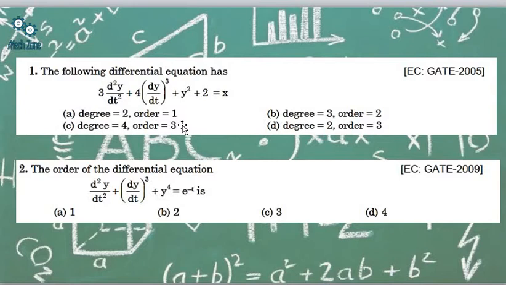So here the options are order 1, 3, 3 and 2. So only option B is correct. But if we look, the degree of this highest derivative is 1, but here it has been given 3. So this option was actually given wrong. But still those who attempted this question and gave the answer as B, they got the marks, and those who left it.